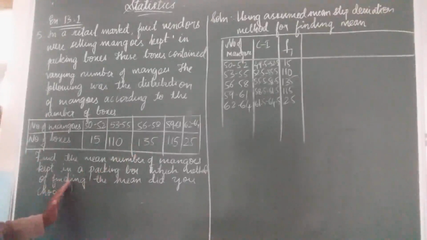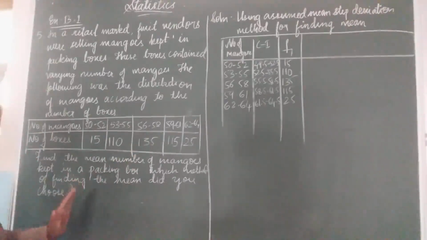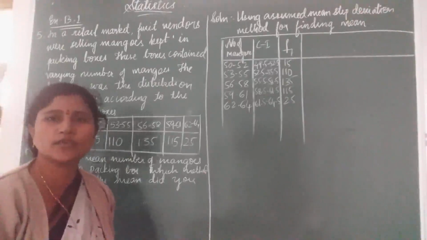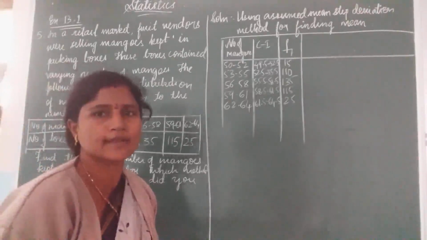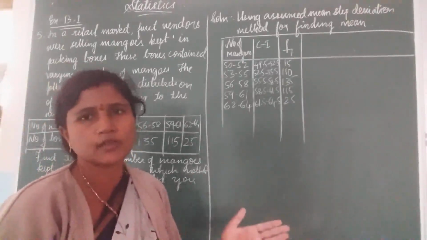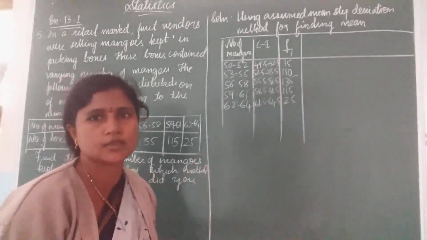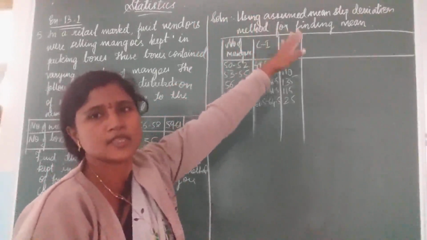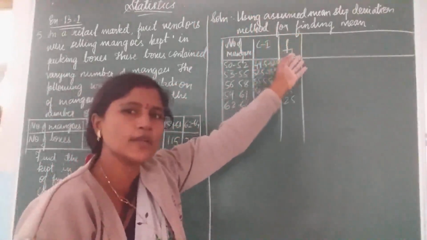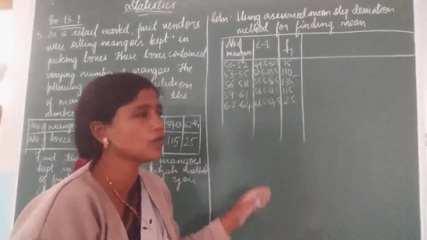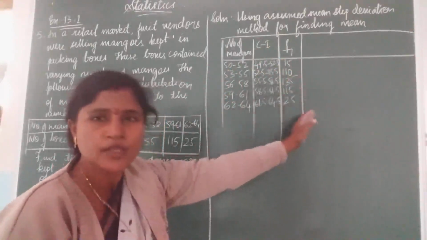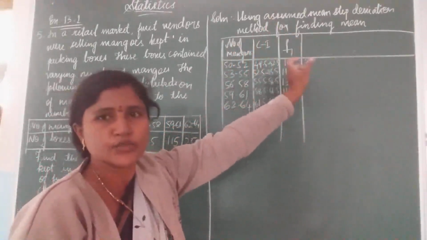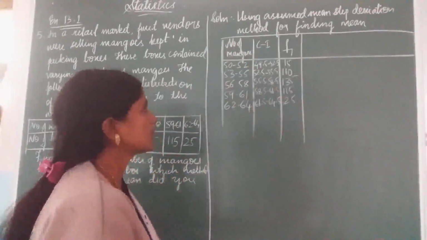Which method of finding the mean did you choose? Use your own method, whichever is easy for you: either the direct method, the assumed mean method, or the step deviation method. Now I am taking the assumed mean step deviation method. Why have I included an assumed mean? Because without the assumed mean it cannot be solved. So I have written the assumed mean step deviation method.